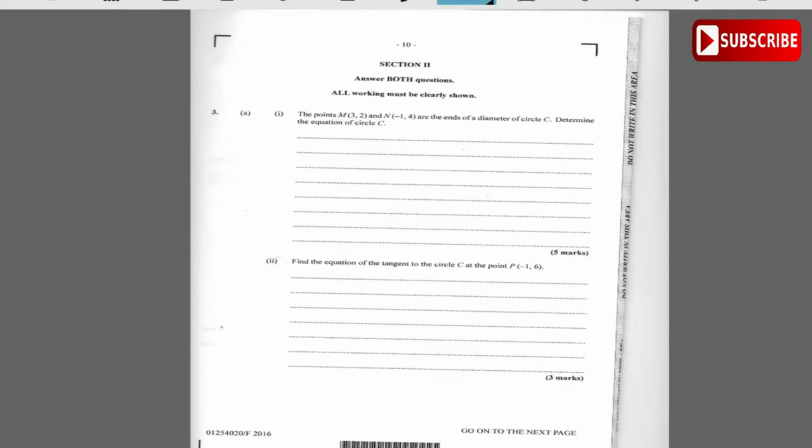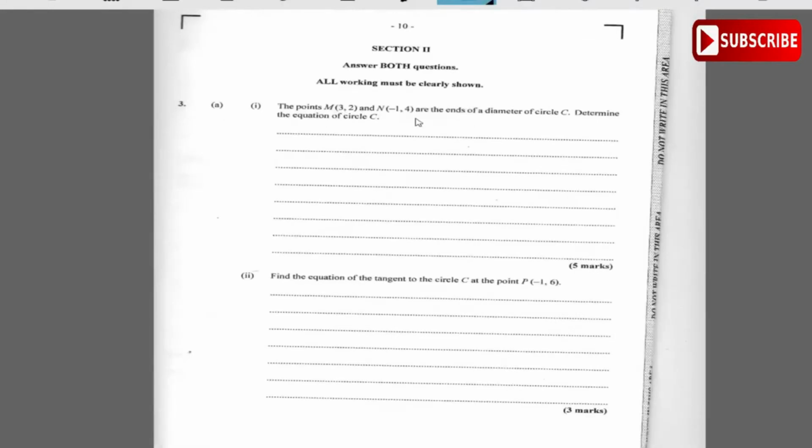Question 2 says the points M and N are the ends of a diameter of a circle, and it says determine the equation of the circle C. So the points M and N are the ends of a diameter of a circle, and they want us to determine the equation of C. I love when we see a picture of what's going on.